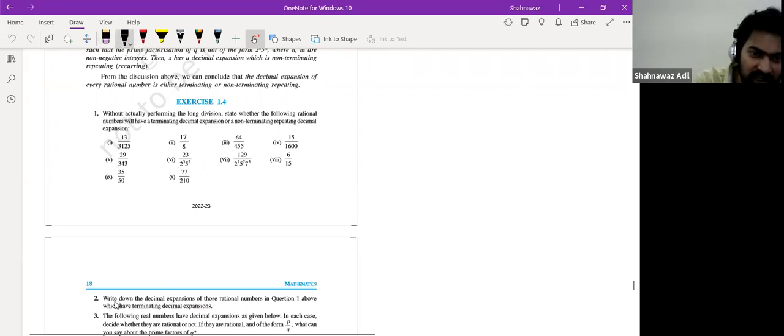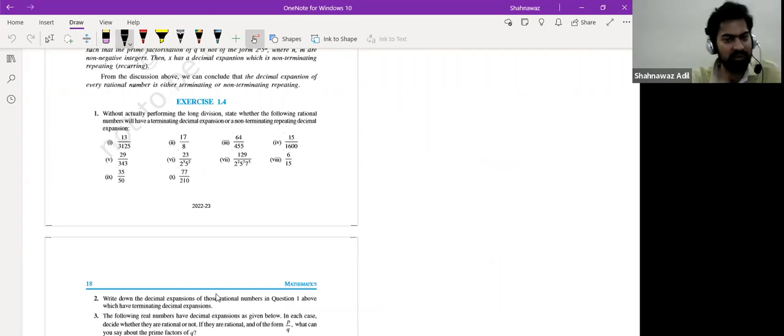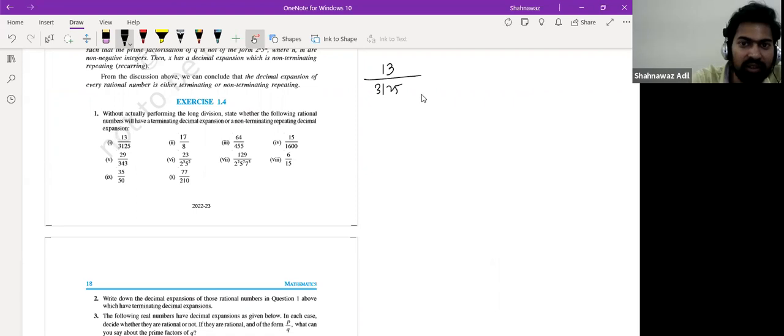So in the second question, they are asking to write down the decimal expansion, right? And how do you calculate the decimal expansion? You don't divide the number. You actually match the power of 5 with the power of 2. So if this is m by 2^n 5^n, then you multiply in such a way that you get 5^n and 2^n, right?